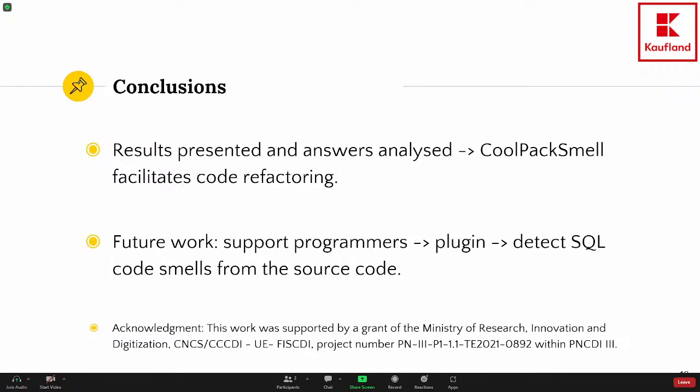As future work, I want to implement a plugin to support the programmers. This plugin will consist of a mining repository algorithm and the SQL code extraction method. And maybe I will add some new SQL code to be more complex.